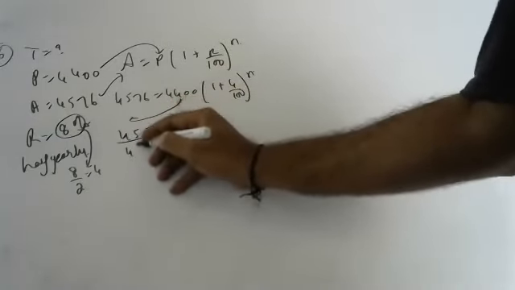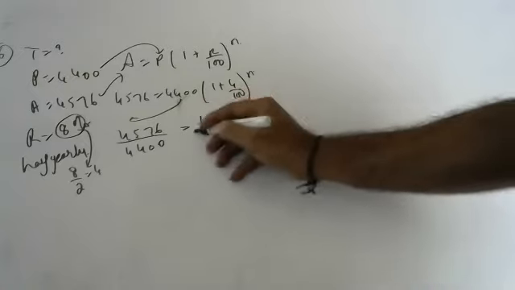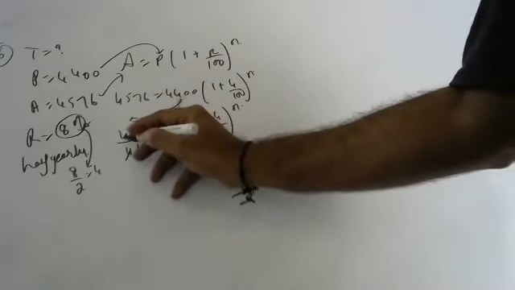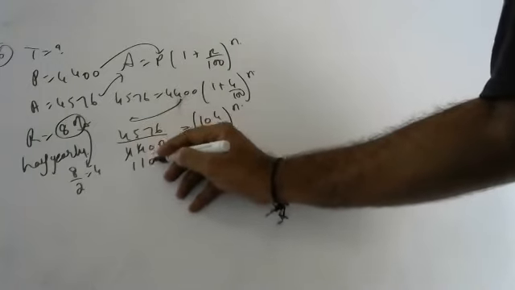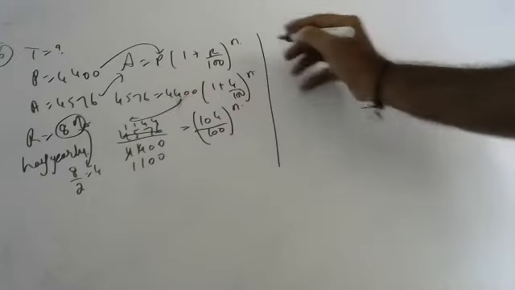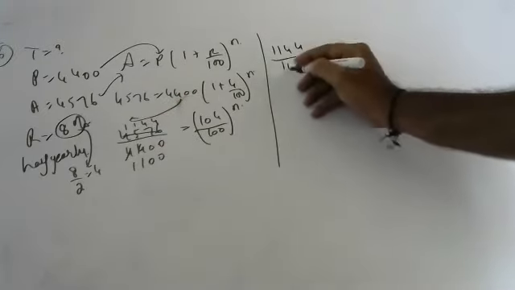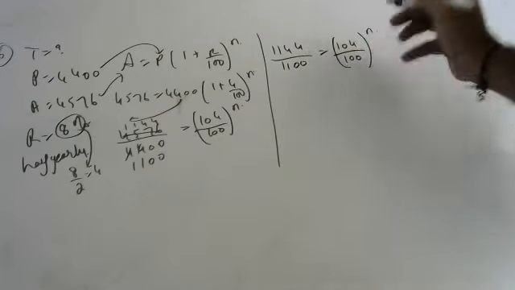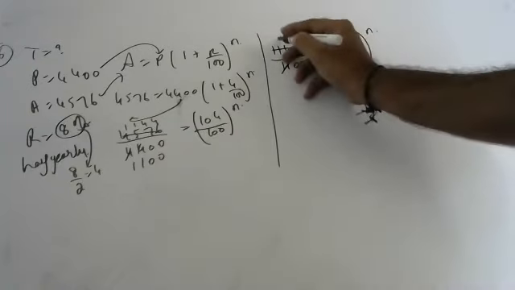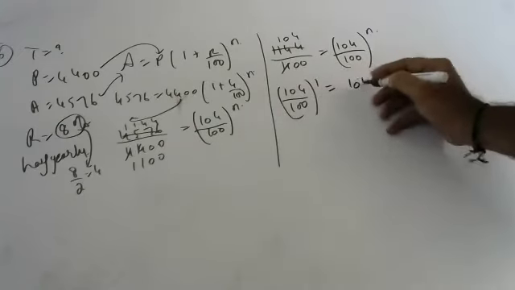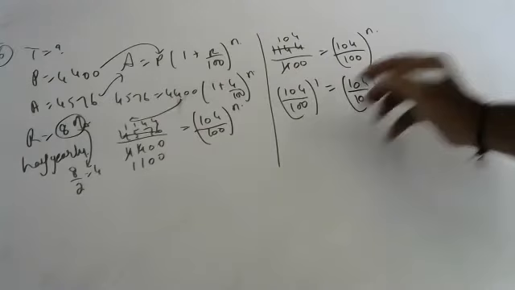4576 by 4400 is equal to 104 by 100 to the power N. So what we will do is, 4 ones are 4, 4 4s are 16. So how much is it coming? 1144 by 1100 is equal to 104 by 100 whole to the power N. So 104 by 100 whole to the power of 1. 104 by 100 whole to the power of N is equal to 1.